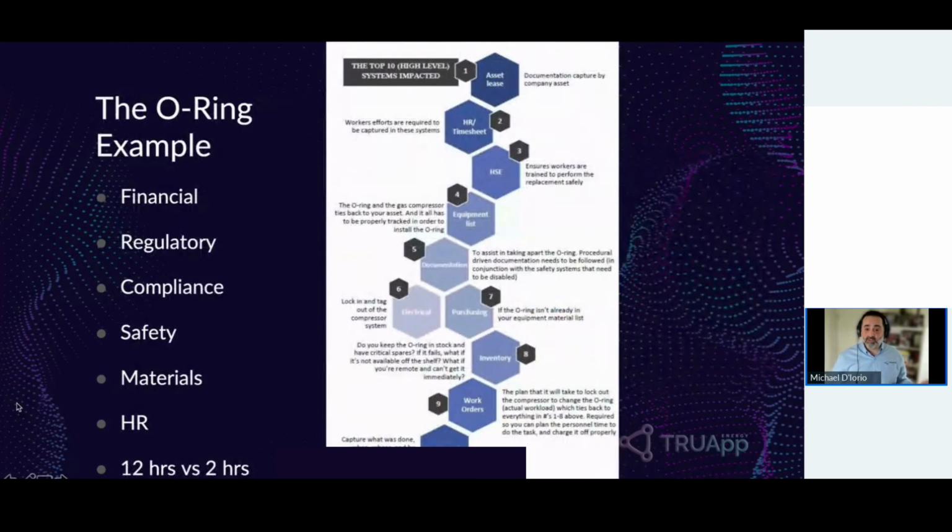And we're going to talk about something simple, a very simple one, this O-ring visual. What this visual illustrates is the areas involved in the capture of the financial, regulatory, compliance, safety materials, and HR data, all associated with changing an O-ring on a high pressure gas compressor. And if you just consider the volume of systems here, we're looking at 10.